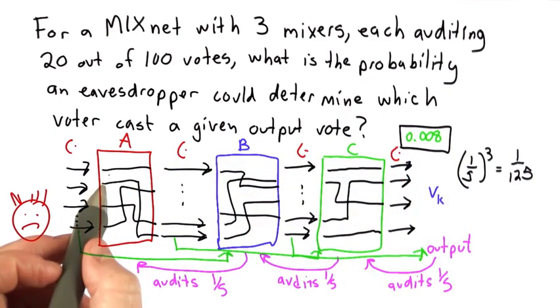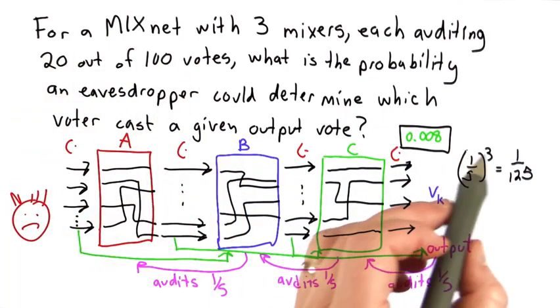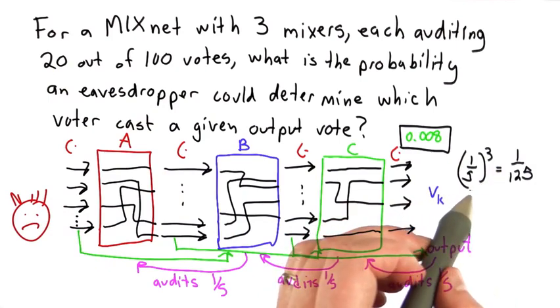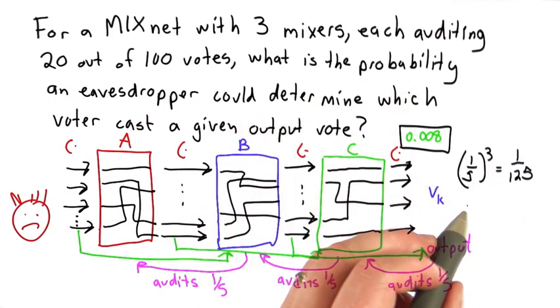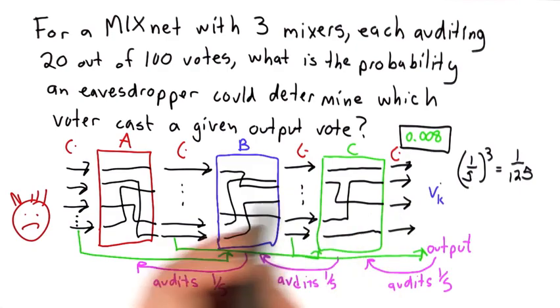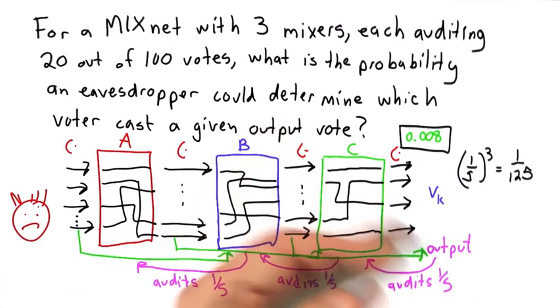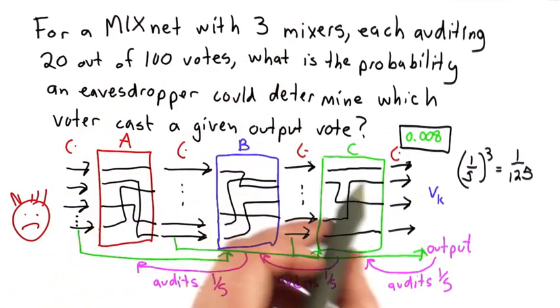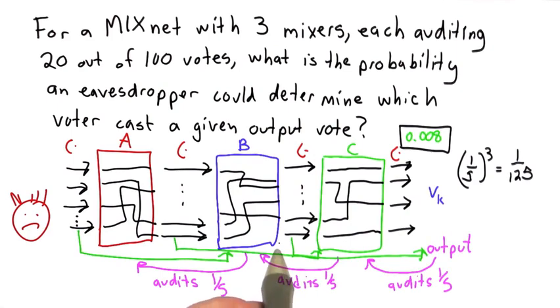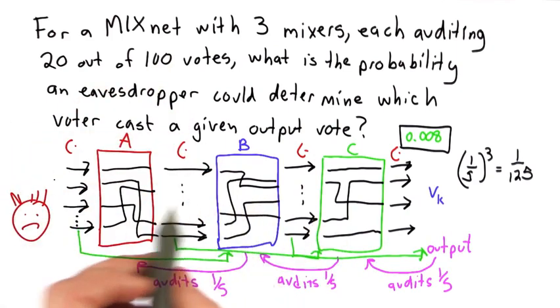So that means there's a trade-off here. If you do more auditing, if you increased this from 1/5 to a higher value, that would increase the probability that a given voter could be identified. It would also decrease the probability that the mixnets could cheat without getting caught. So here we have a trade-off between the privacy of the voters and the likelihood of detecting cheating.